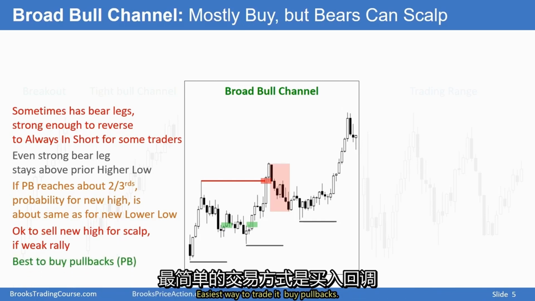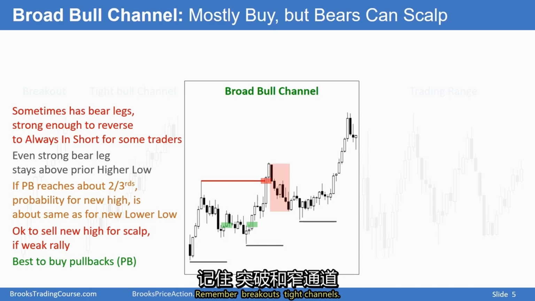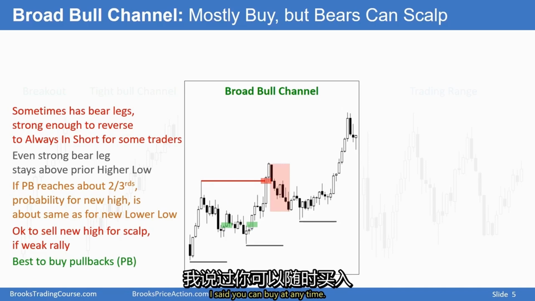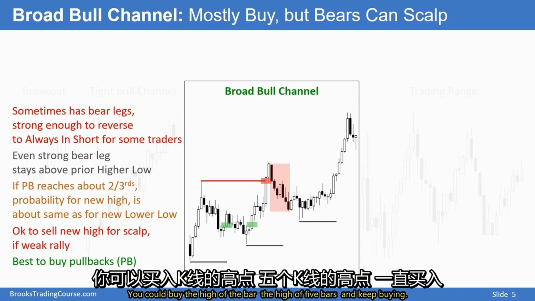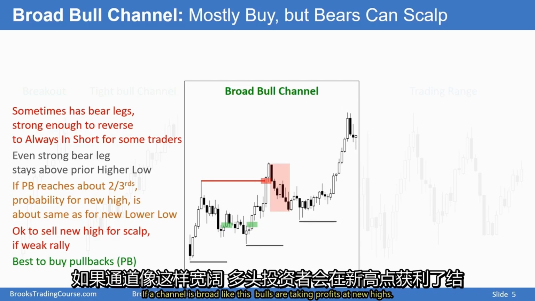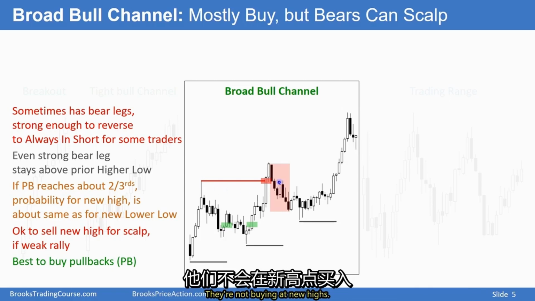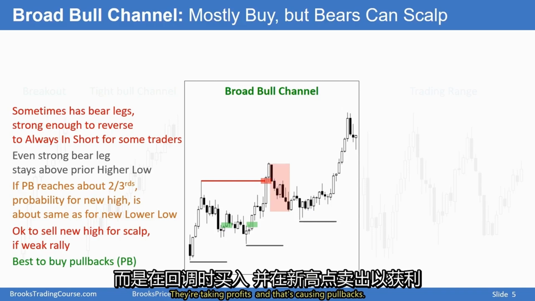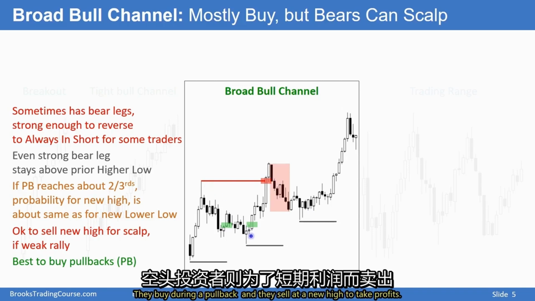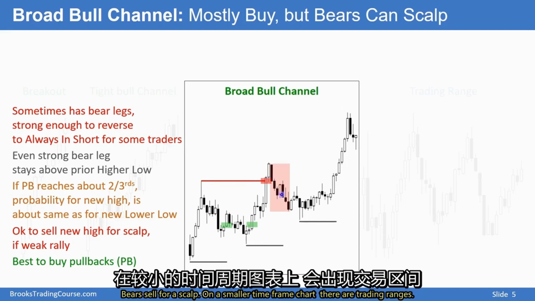Easiest way to trade it, buy pullbacks. Remember, in breakouts and tight channels, I said you can buy at any time. You can buy the high of the bar, the high of 5 bars, and keep buying. If a channel is broad like this, bulls are taking profits at new highs. They're not buying at new highs, they're taking profits, and that's causing pullbacks. They buy during a pullback, and they sell at a new high to take profits. Bears sell for a scalp.